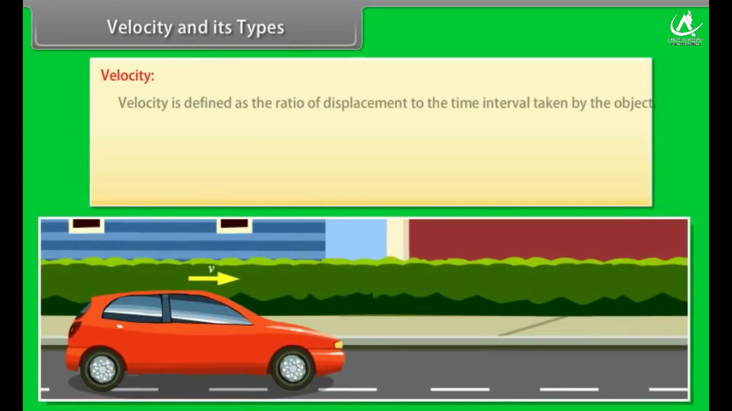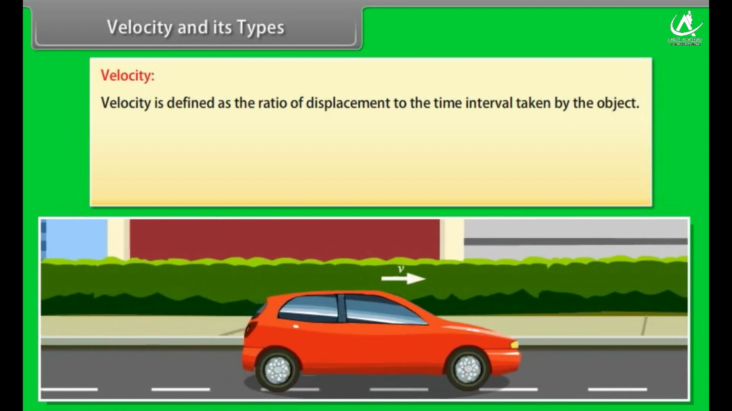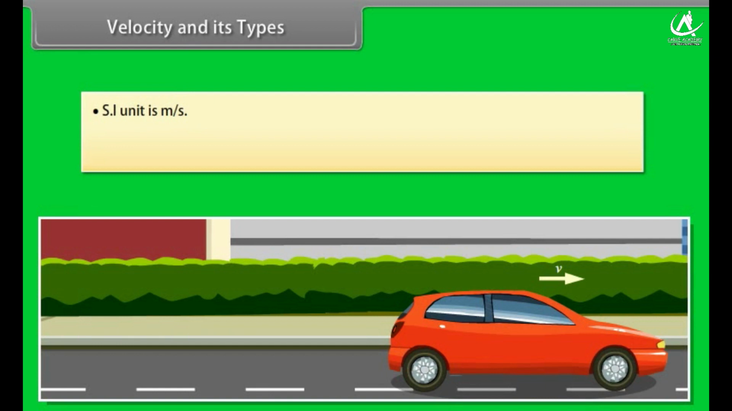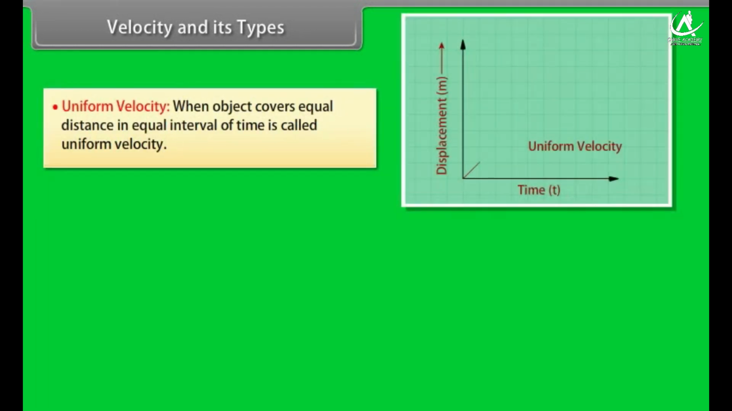Velocity and its types. Velocity. Velocity is defined as the ratio of displacement to the time interval taken by the object. Therefore, velocity is equal to displacement upon time interval. It is a vector quantity. SI unit is m per s. Dimensional formula is M raised to the power 0, L raised to the power 1, T raised to the power -1.